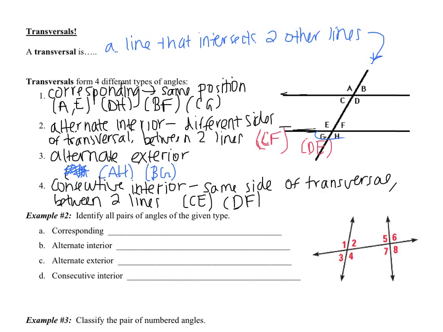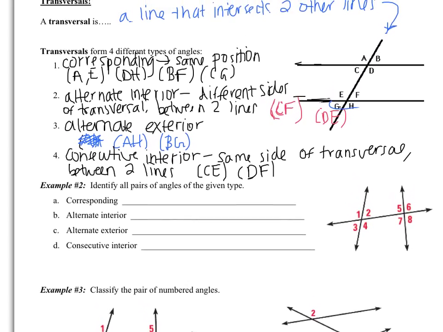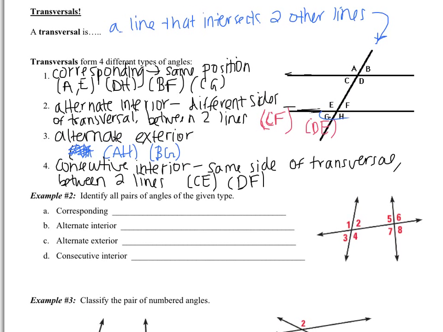Okay, let's look at example 2. It says, identify all pairs of angles of the given type. I'm going to start you out. So corresponding, they're in the same spot. So 1 and 5 would be corresponding. They're both above the transversal and then to the left of their specific lines. Okay, for part A, you should have 4 answers total. Parts B, C, and D, you should have 2 for each. So right now, pause the video and see if you can fill in the rest of these, please.